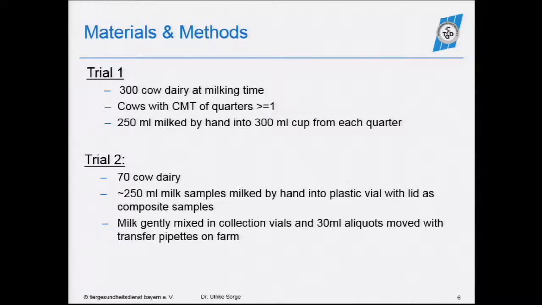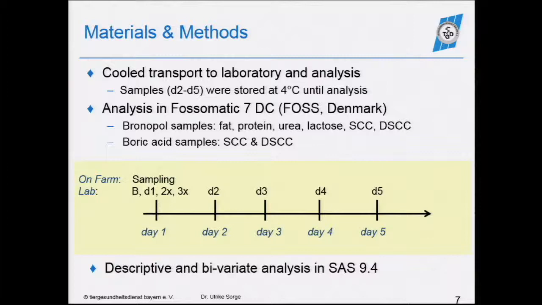So number 1 was a 300-cow dairy where my poor technicians were racing against time at milking. They did the CMT, and then manually stripped about 250 milliliters by hand from each cow. Then we repeated the same thing in a much smaller dairy where we didn't race against milking time. Between milking we locked the cows up in the headlocks, and then got the milk and mixed it and transferred it into the aliquots.